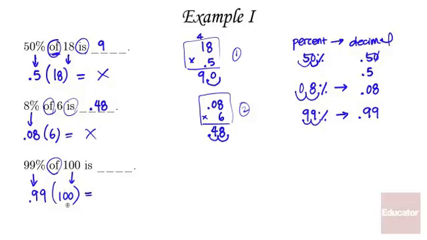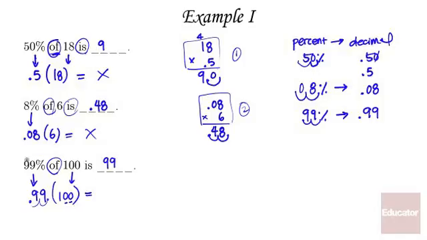Now, since I have 100, and 100 has 2 zeros, I'm going to take the decimal point and move it 2 spaces. But remember, I have to move it to the right 2 spaces, because when you multiply by 100, your number has to get bigger. So 1, 2, that's where my decimal place is going to go. That's going to be 99.0, or remember, if it's at the end of a number, you can just drop it. You can make it invisible. Okay, so 99. So 99% of 100 is 99.